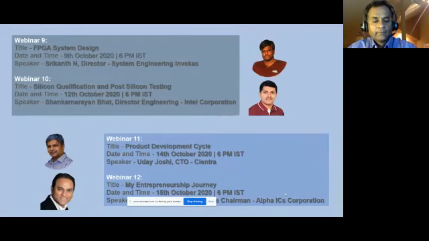And then on 12th of October, Shankar Narayanan Bhatt, a director from Intel India Private Limited from Bangalore, is going to talk about silicon qualification and post-silicon testing. How can we take your design to production? How can we test your silicon after you get it from the fab, qualify that, and take it to testing and production? He's going to talk extensively on that.